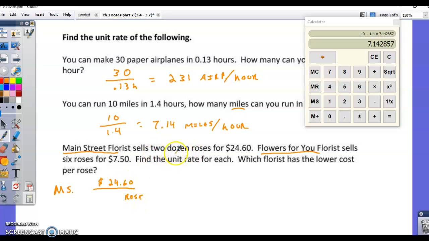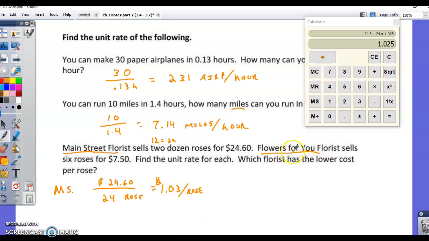And then they're selling 2 dozen. So 2 dozen, 1 dozen is 12, right? So 2 dozen would be 24. So for 24 roses, they're charging you $24.60. To figure out our unit rate, price per rose, we would divide these two. 24.60 divided by 24 gives us $1.025, and it's money, so we're going to round this to a 3. So $1.03 per rose.